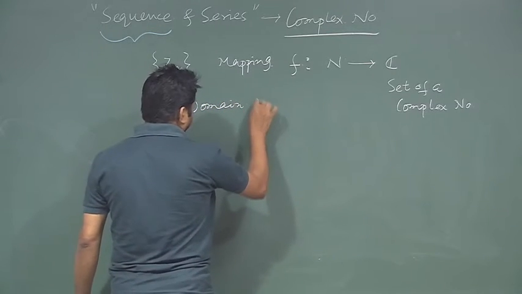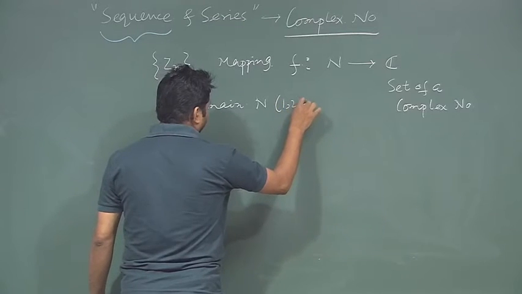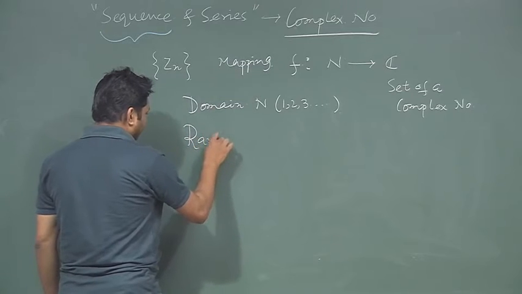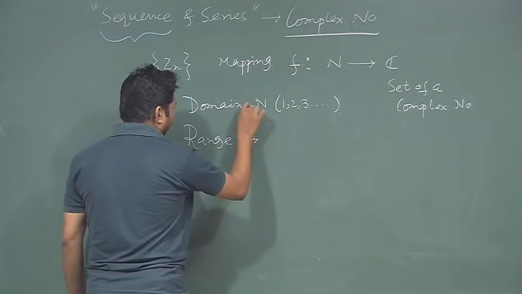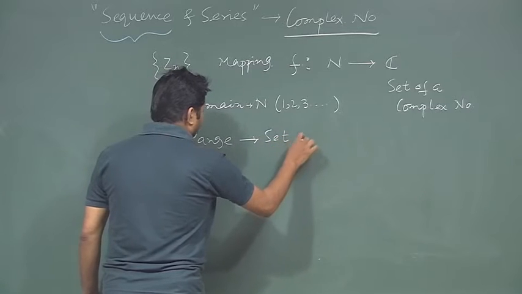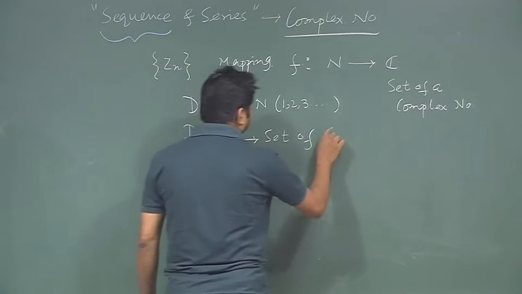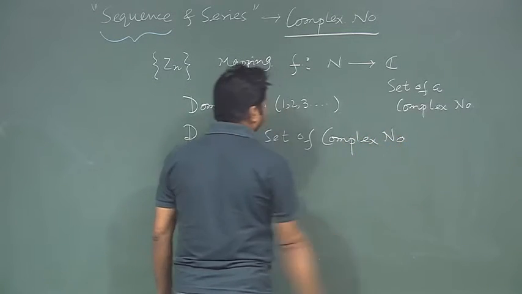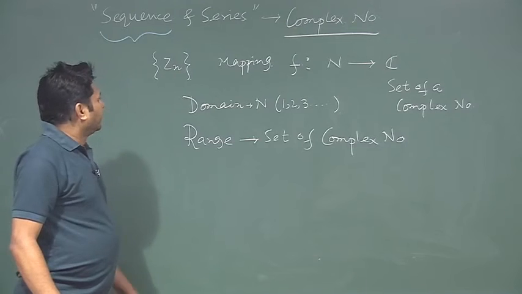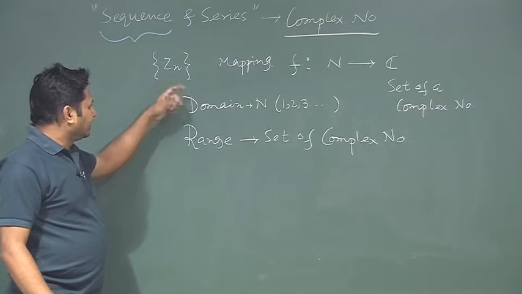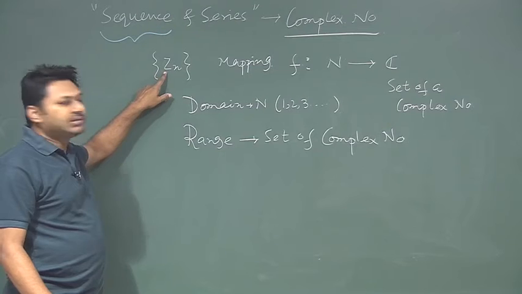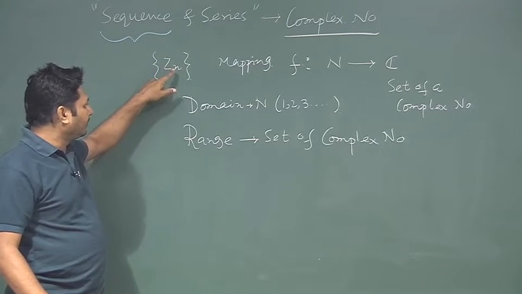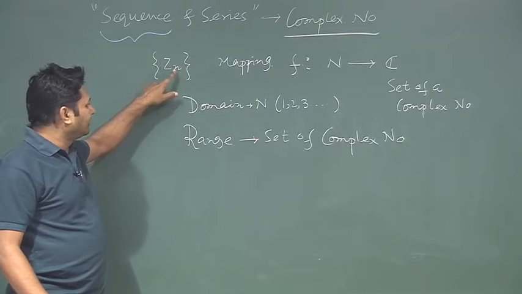That means my domain here is the integers n = 1, 2, 3, and my range here is the set of complex numbers. So, I have something called a sequence. This is z_n, meaning some complex number having some index n. That means it is a function of index n, where n is some integer.